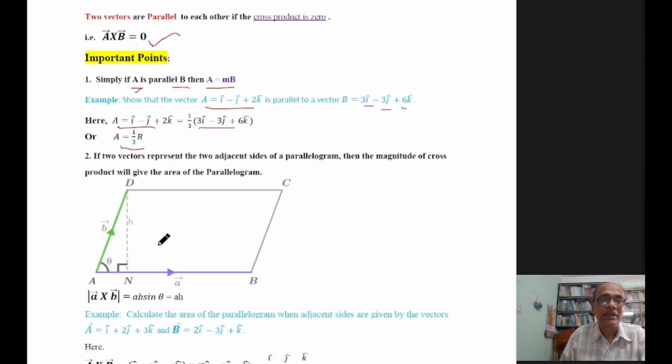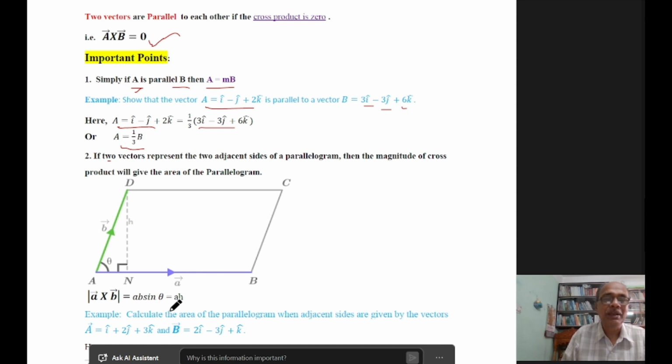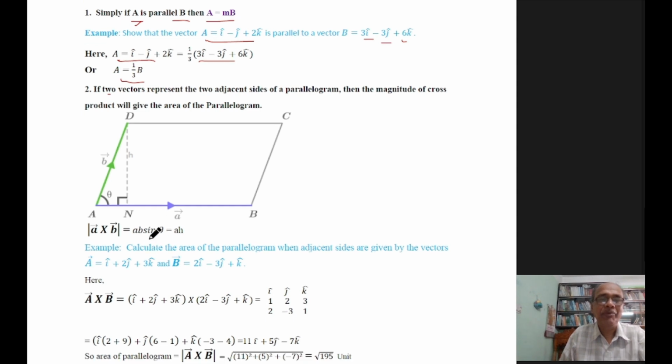And second is the cross product. If two vectors are represented by the two arms of a parallelogram, then the magnitude of the cross product gives the area of the parallelogram. The cross product A cross B equals AB sin theta, and this magnitude gives the area of the parallelogram. I am taking one example. Calculate the area of the parallelogram whose adjacent vectors are this one and this one.